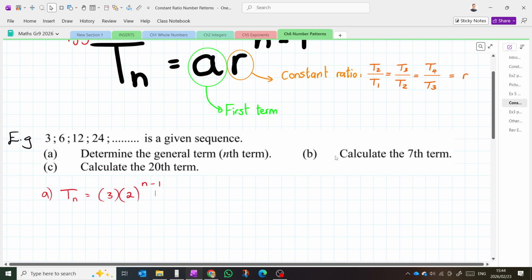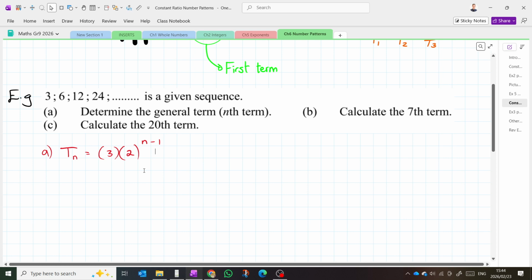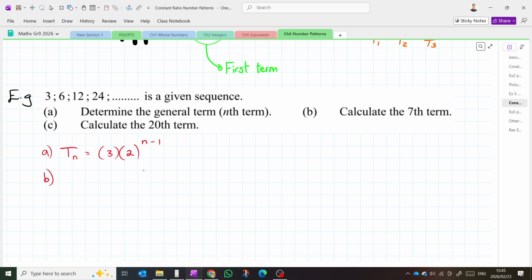question B and C are very similar. They're asking you the 7th and the 20th term. With constant ratio number patterns, we do not tend to ask you to work backwards, as it is a bit more complicated to find an exponent when you don't know what the exponent is. Okay, so let's look at B and C.